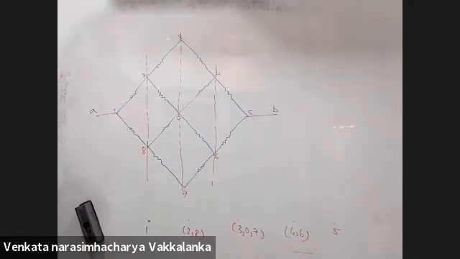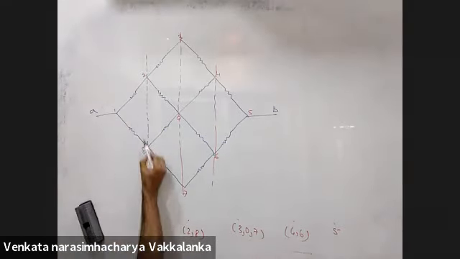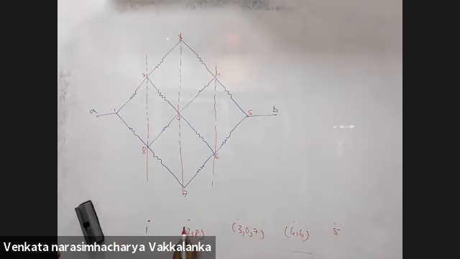3R/2. Yes, sir. Have a look. 2 and 8 are equipotential, I kept at 1 point. 3 and 7 are equipotential, I kept at 1 point. 4 and 6 are equipotential, I kept at 1 point.